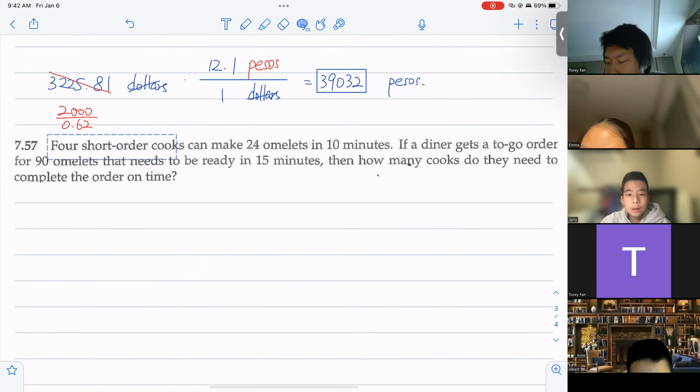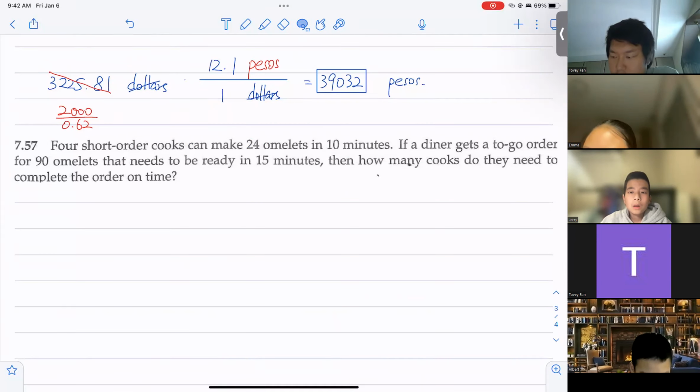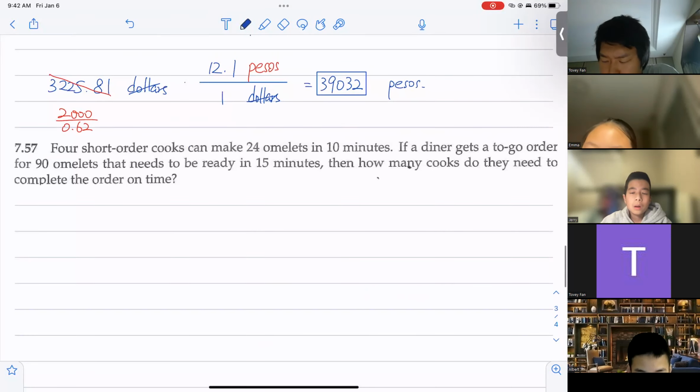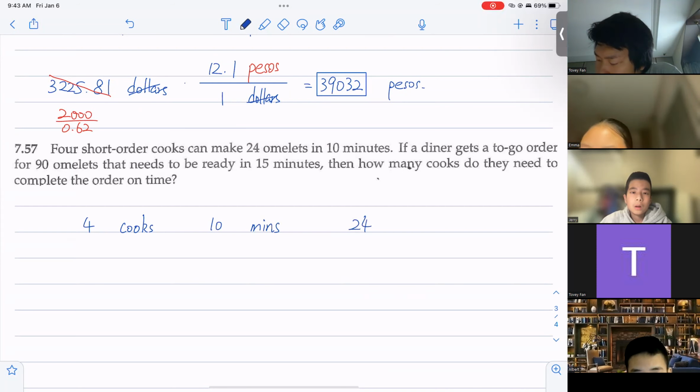Here it is not an individual. This is a group of cooks, right? 4 cooks. So what about one cook? What about one cook in 1 minute? You figure out the individual work rate, then you can figure out how many cooks you need. If this is the first time you solve this kind of problem, maybe it is better to make some notes. So 4 cooks with 10 minutes can do 24 omelets, right? So list them down.